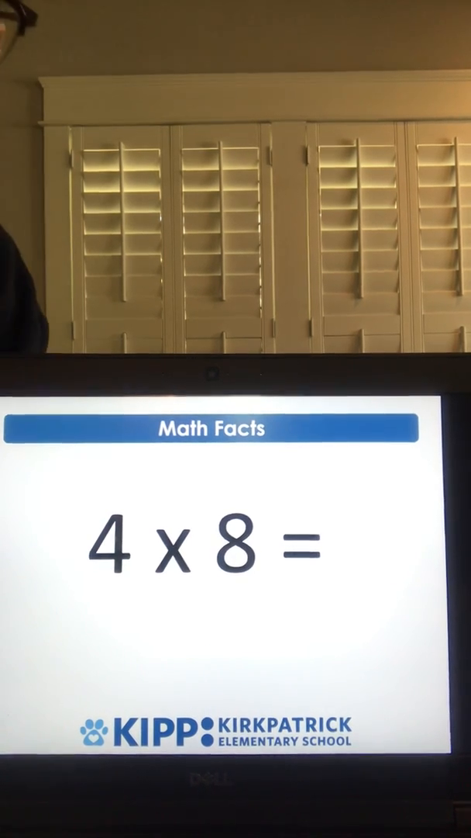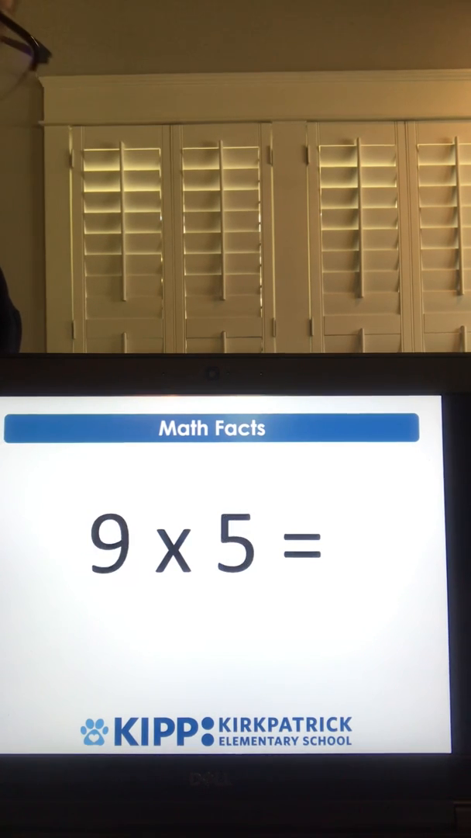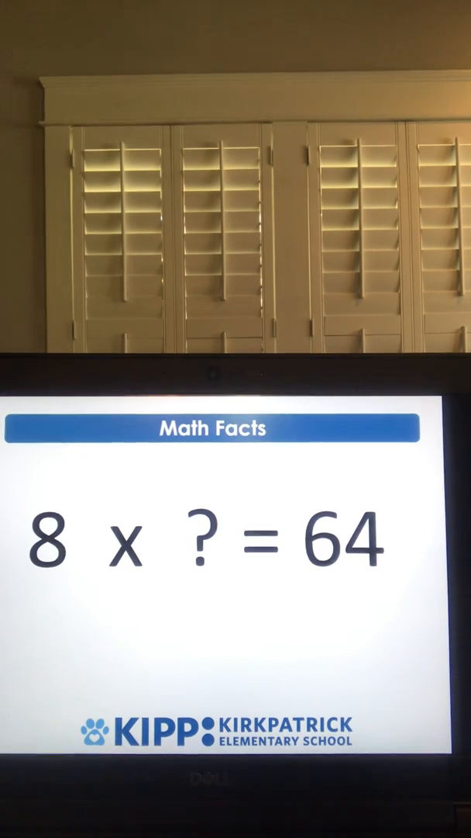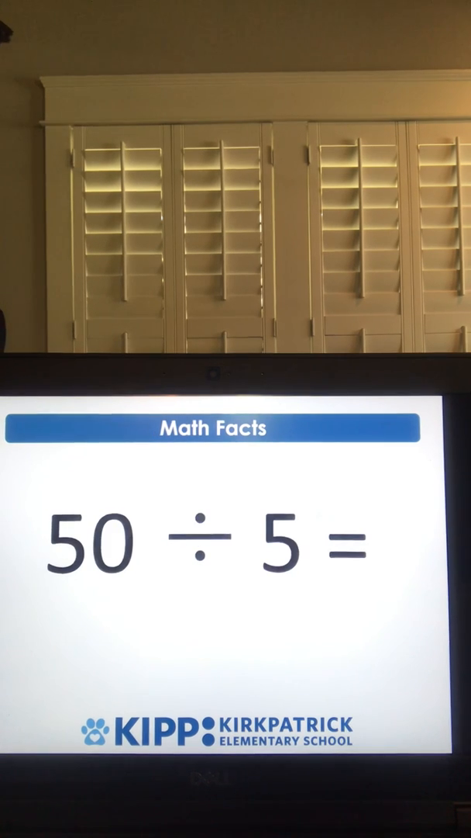So the first problem is just 4 times 8. That's 32. 9 times 5. 45. What number times 3 is 24? That answer is 8. 8 times what number equals 64? That answer is 8.